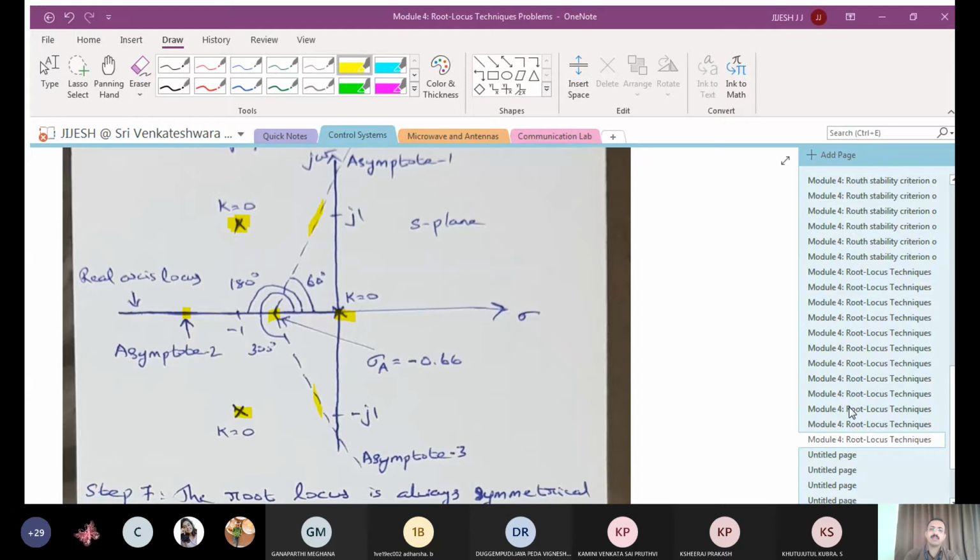So you try solving it. When you solve it, you will get an equation for K. You will get minus s cube minus 2s square minus 2s is equal to K. K is equal to this one. Then you need to take dK by ds equal to 0, and you have to do that.